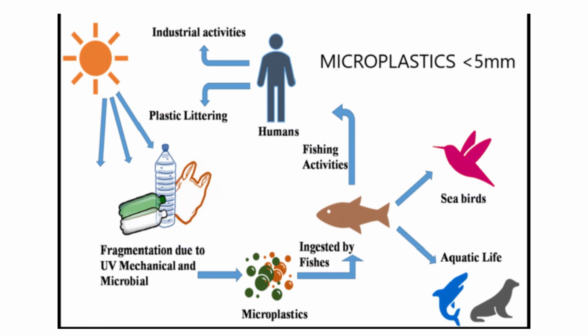Microplastics are those which are less than 5 millimeters, and microplastics enter the ecosystem through industrial activities, random human usage, plastic littering, and fishing activities, along with fragmentation due to ultraviolet, mechanical, and microbial degradation. All these lead to microplastics formation, and they damage seabirds, aquatic life, even fishes.